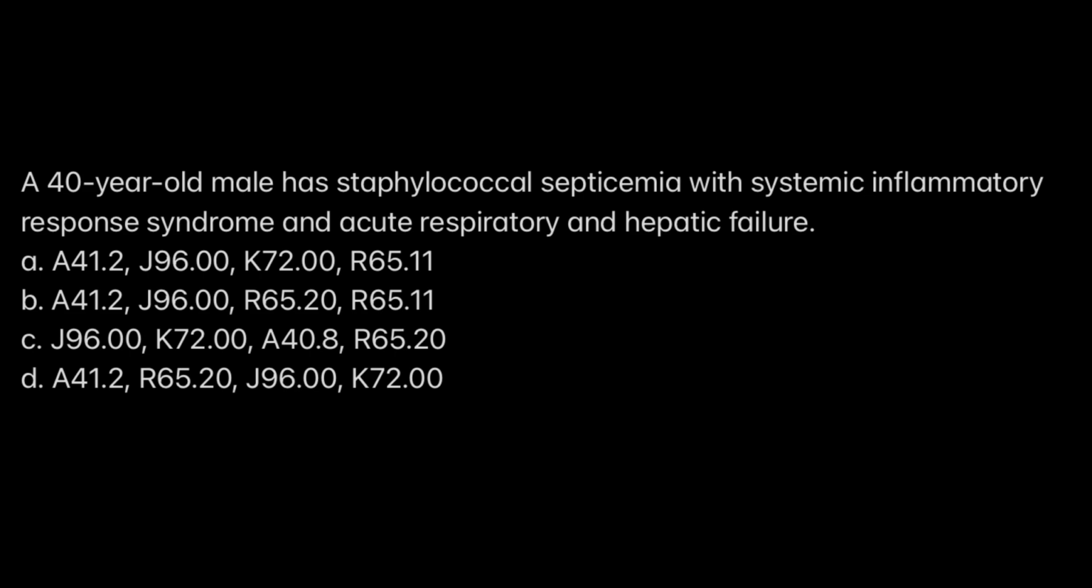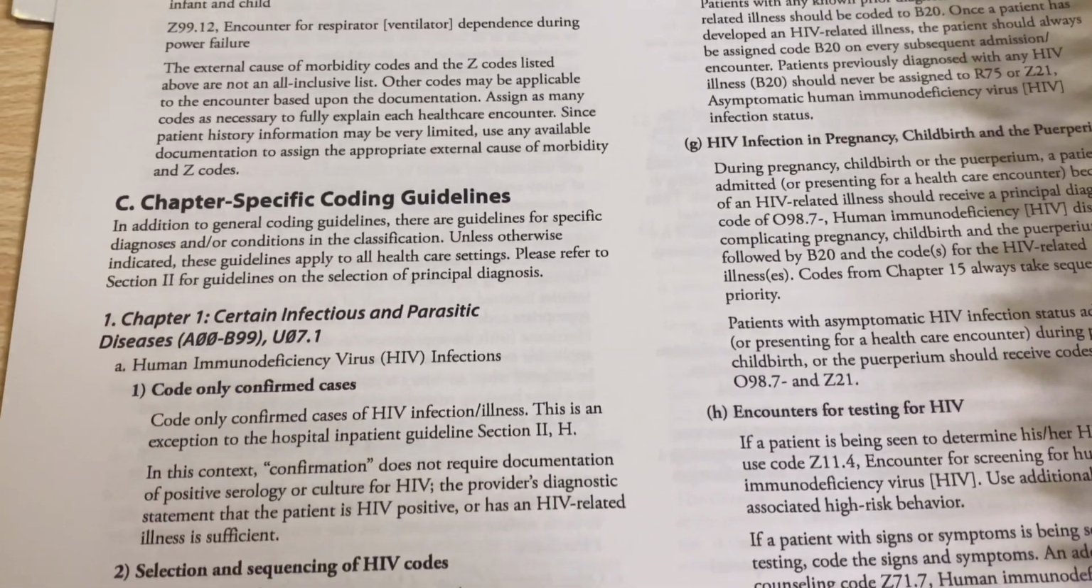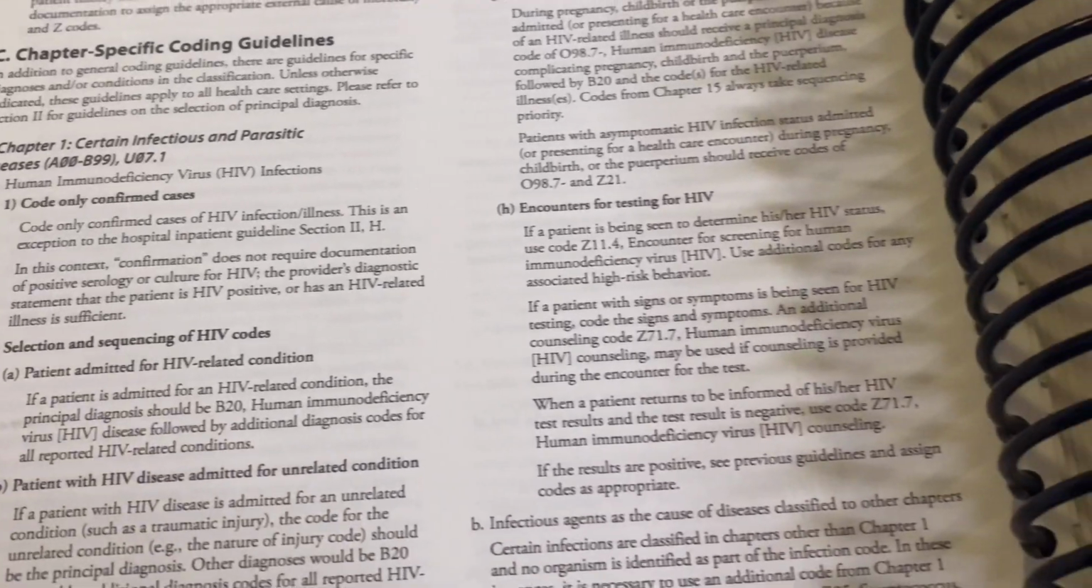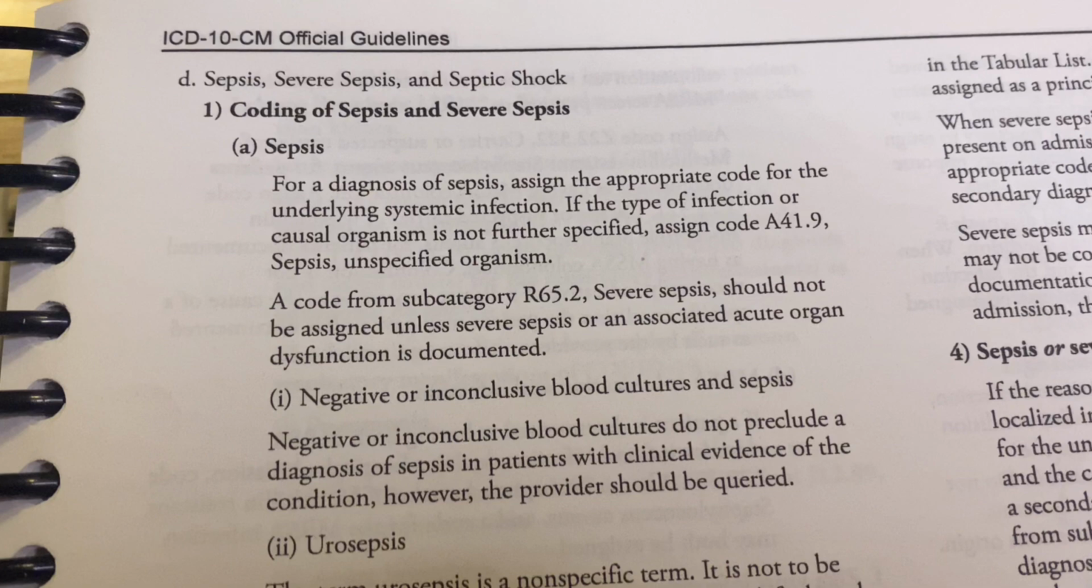My next question, we have a 40-year-old male has staphylococcal septicemia with systemic inflammatory response syndrome and acute respiratory and hepatic failure. So in your guidelines, you want to go to the chapter-specific guidelines. And once you get there, you want to go over to where it says coding of sepsis and severe sepsis. And it states, for a diagnosis of sepsis, assign the appropriate code for the underlying systemic infection. If the type of infection or causal organism is not further specified, assign a code A41.9, sepsis unspecified organism.